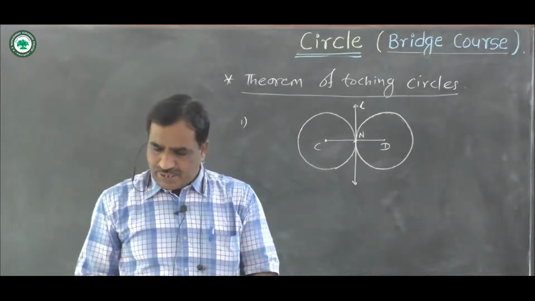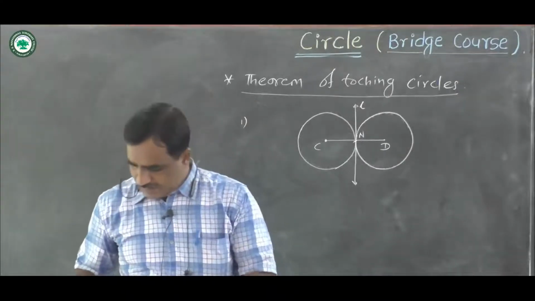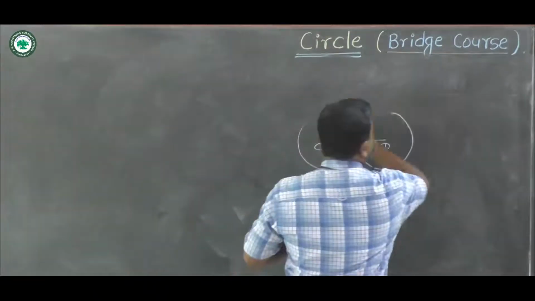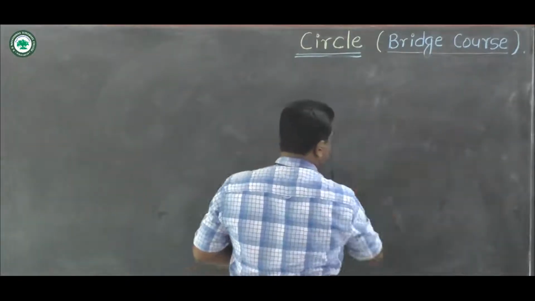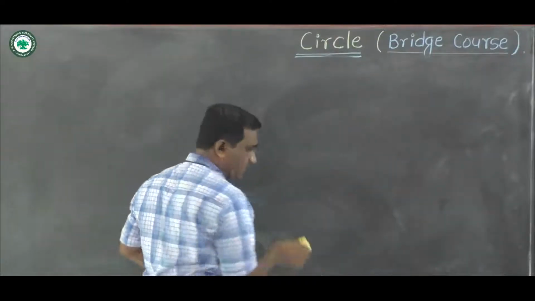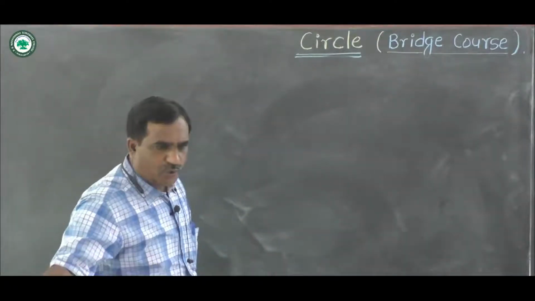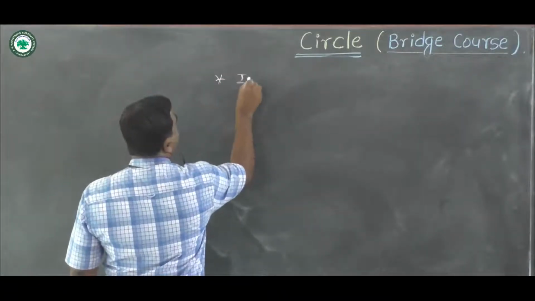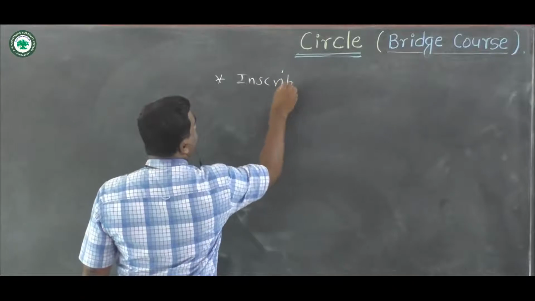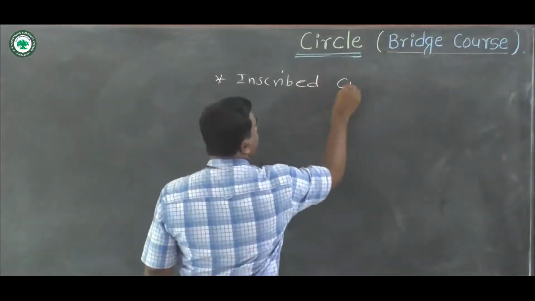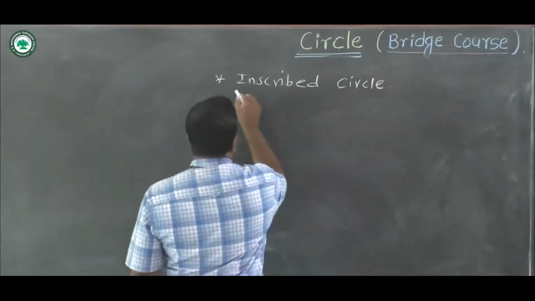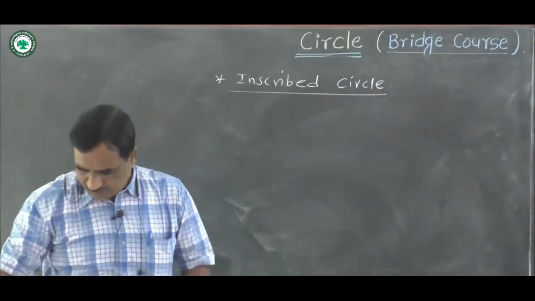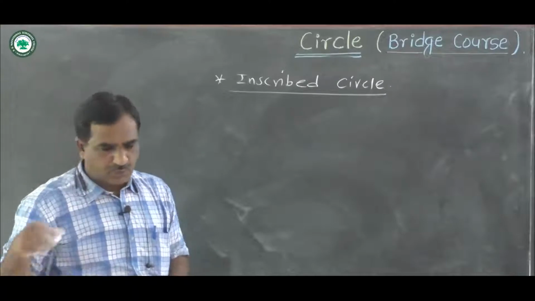Now we see the next point: inscribed circle. Now we can draw a circle here.